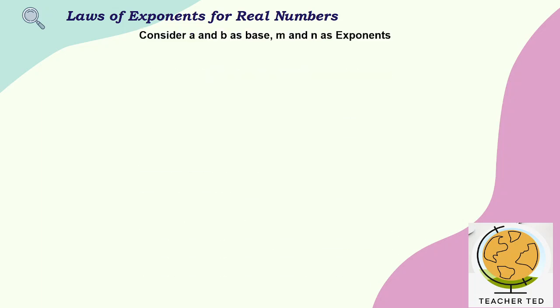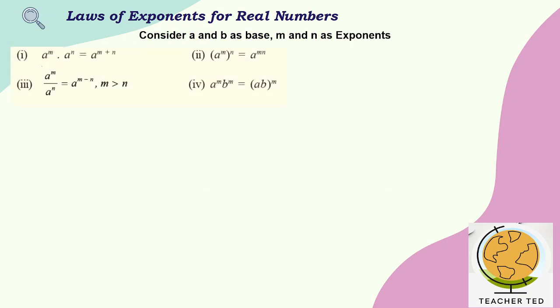For that, we should have a and b as bases and m and n as exponents. Let us take the formulas one by one. Formula 1 says a to the power m into a to the power n is equal to a to the power of m plus n. If bases are the same and powers are different, you need to add the powers. Next, a to the power m, whole to the power n, gives a to the power of mn. So you need to multiply the powers if the condition is like this.